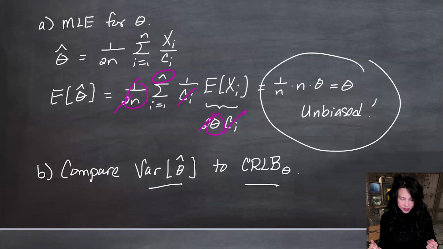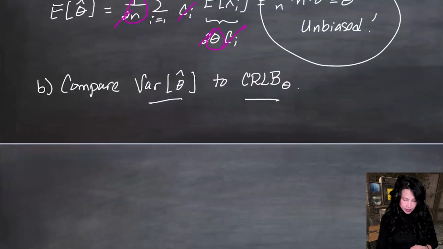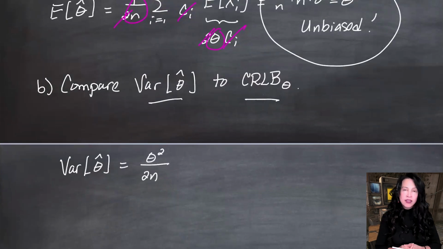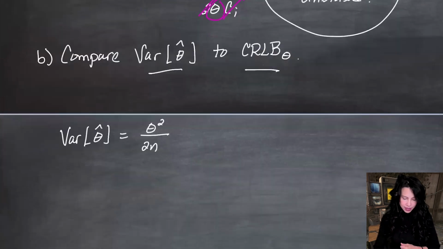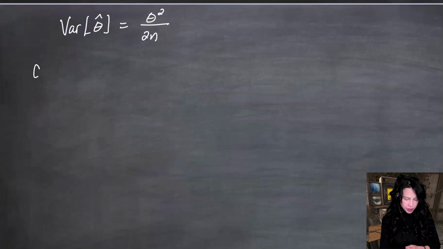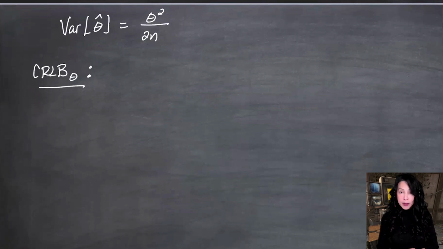So in our case, again, we have an unbiased MLE. We computed the variance already. We got the variance of our theta hat was theta squared over 2n. And now this is where we're picking up the problem. We want to compute the Cramer-Rao lower bound and compare it to this variance. So let's find the Cramer-Rao lower bound for the variance of all possible unbiased estimators for theta.